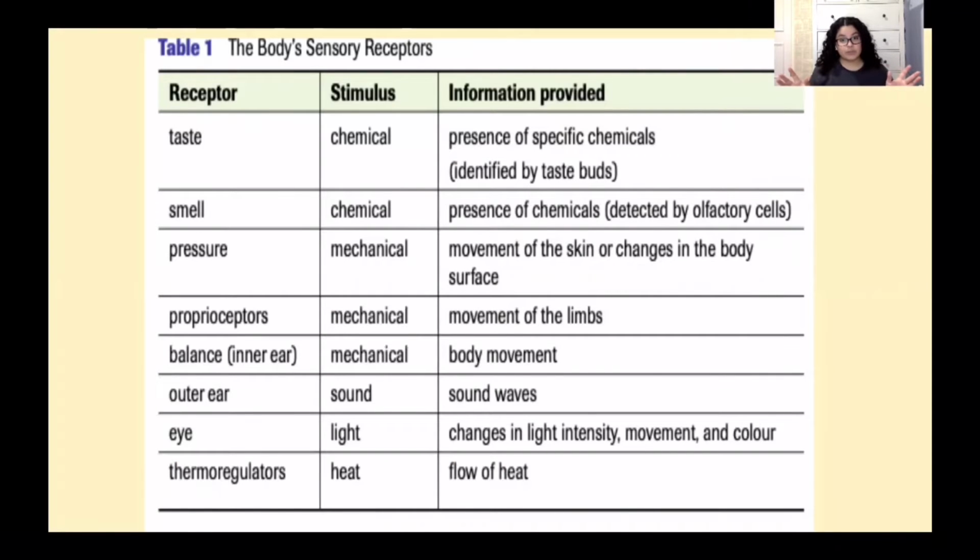On the topic of sensory receptors, if you look here, there are different examples of receptors in the body. There's taste, smell, pressure, balance, outer ear, and our topic is the eye. And if you see, the stimulus of the eye receptor is light, and information provided is changes in light intensity, movement, and color.